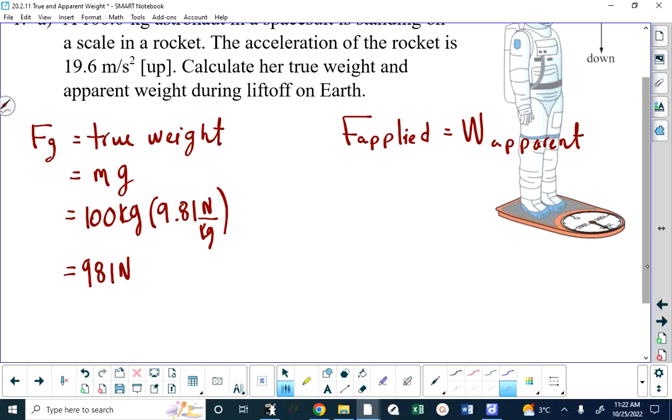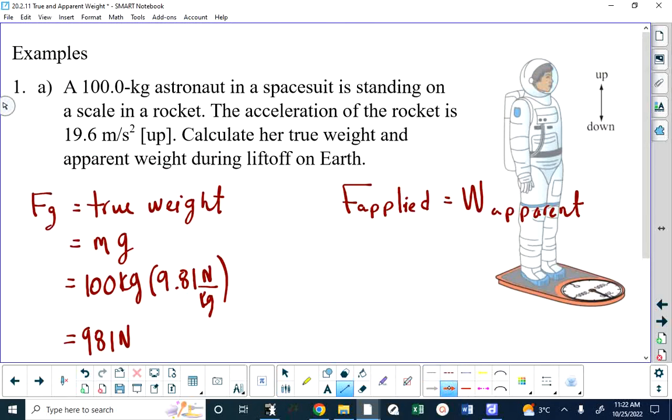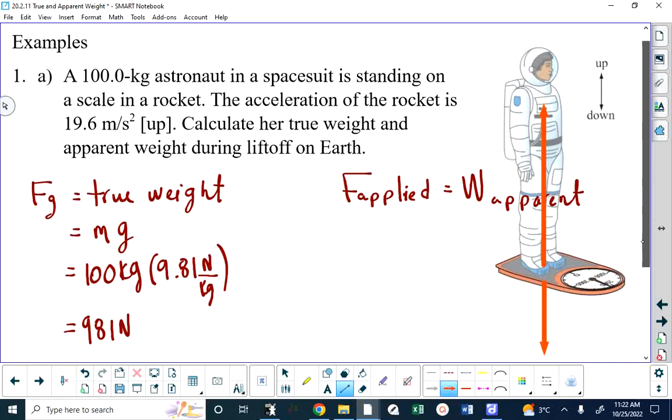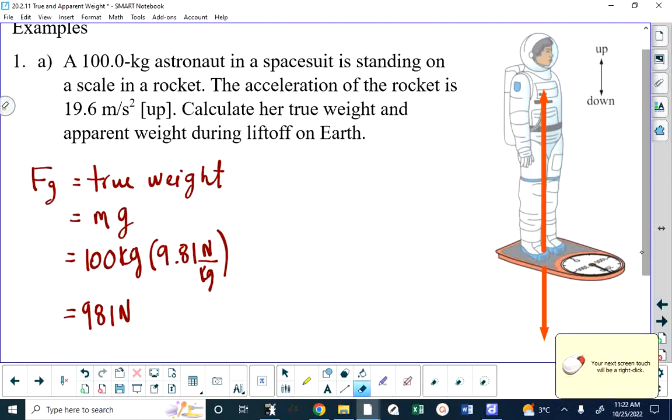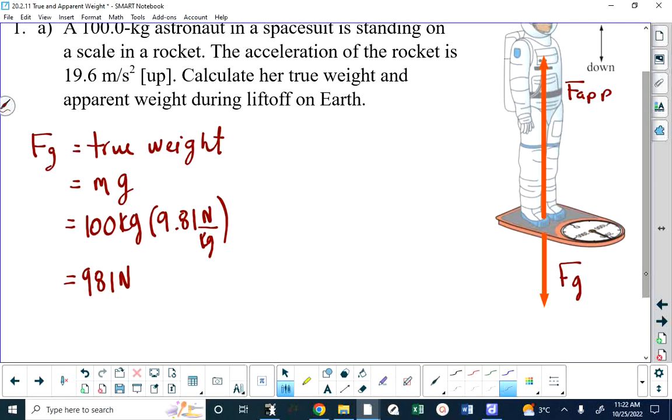So what's the apparent weight? Well, when you accelerate up, there is a force upward on the astronaut, and there is a force of gravity. By the way, the rocket is taking off from the surface of the Earth. It's not accelerating in space. So the force of gravity is still there. This is the applied force upward. This is the force of gravity, which we've already found is 981 newtons. And remember, the applied force is the apparent weight.